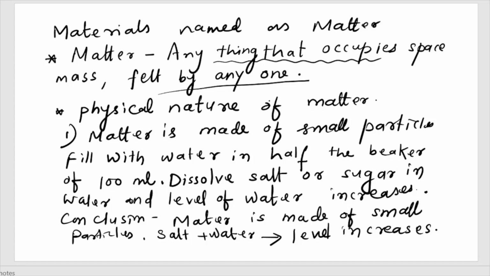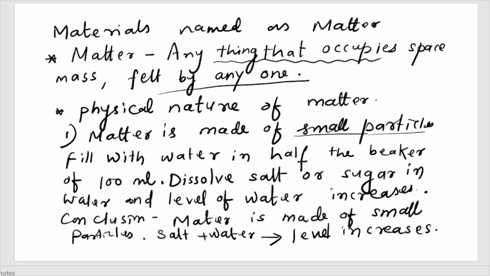Then what is the physical nature of matter? Physical nature of matter means there is no chemical reaction; we only see how it looks, how it occupies space, what it consists of, and how it is moving. Matter is made of very small particles.